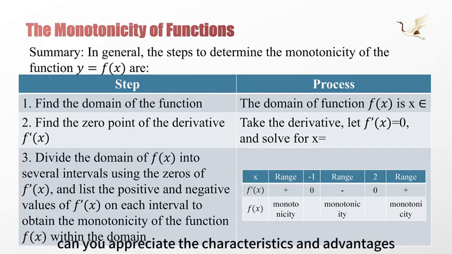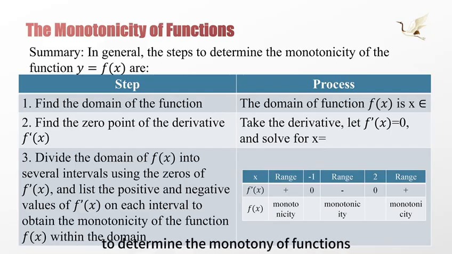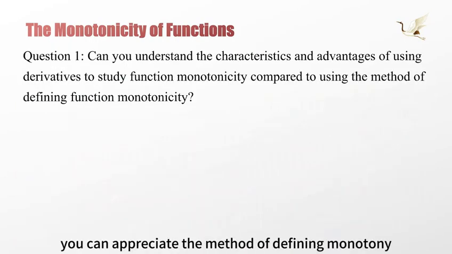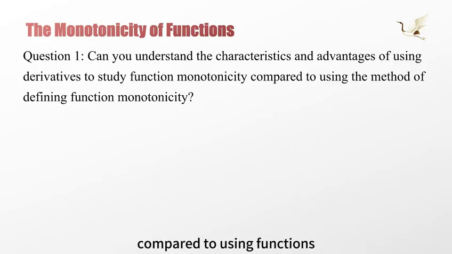So, this is the general procedure for using derivatives to determine the monotonicity of a function. Can you appreciate the characteristics and advantages of this new method? For example, you can compare it with the method of using the definition of monotonicity. What are the characteristics and advantages of using derivatives to study the monotonicity of functions?